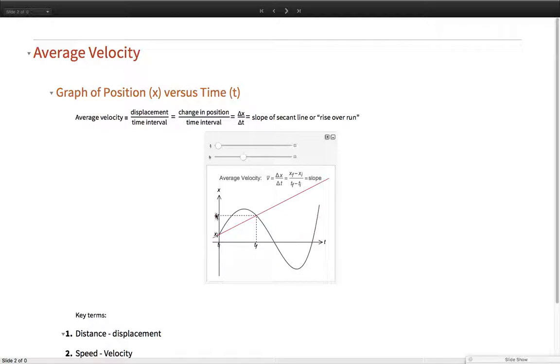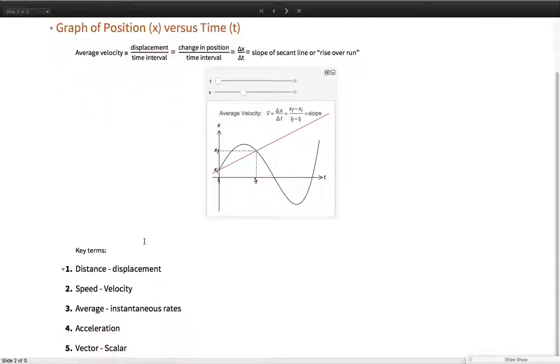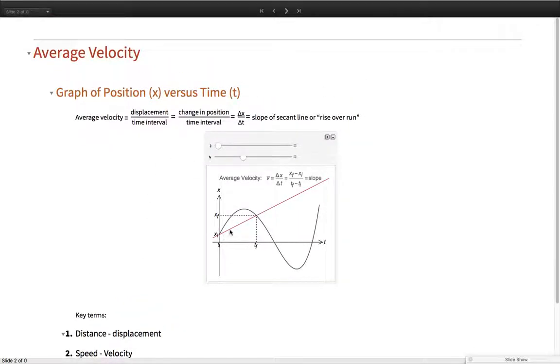We would take the difference in the positions, which is the displacement, divide that by the difference in the time, and we can see that here we have the average velocity. Now we can distinguish between average and instantaneous. This is an average rate over a long time interval.